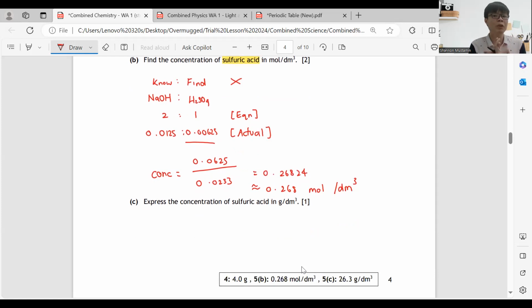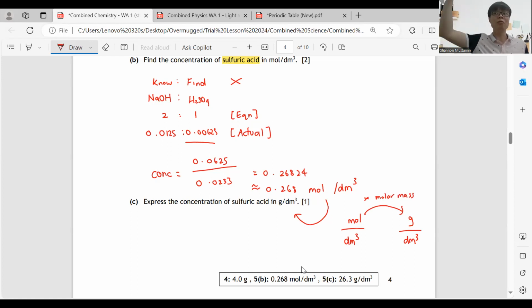Concentration has two different units, mole per dm cubed or gram per dm cubed. How do you convert mole per dm cubed to gram per dm cubed? If I give you mole, how do I convert back to mass? Times or divide? You all realize the numerator is changing, right? For mole, how do you go back to mass? You times molar mass. One less formula to memorize. You want to go from grams to mole? Normally, how do you convert grams to mole? You divide by molar mass. So same.